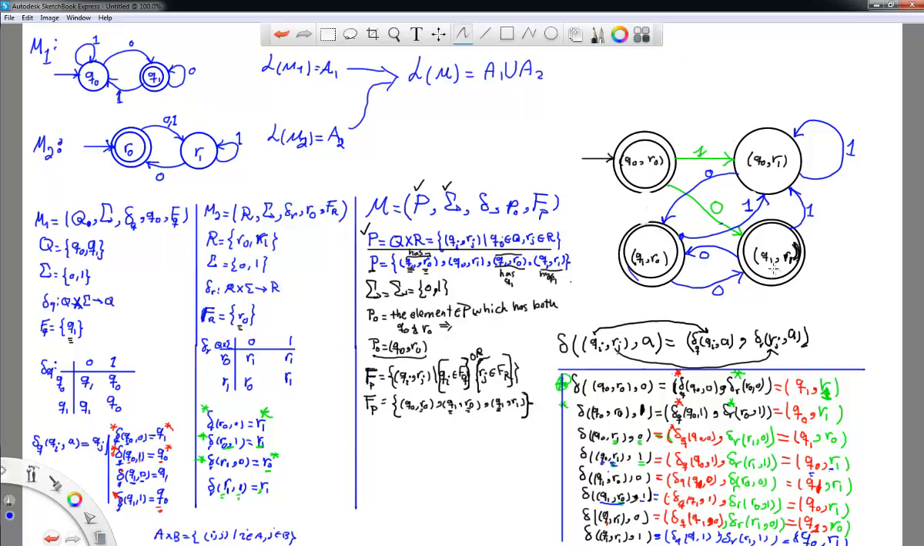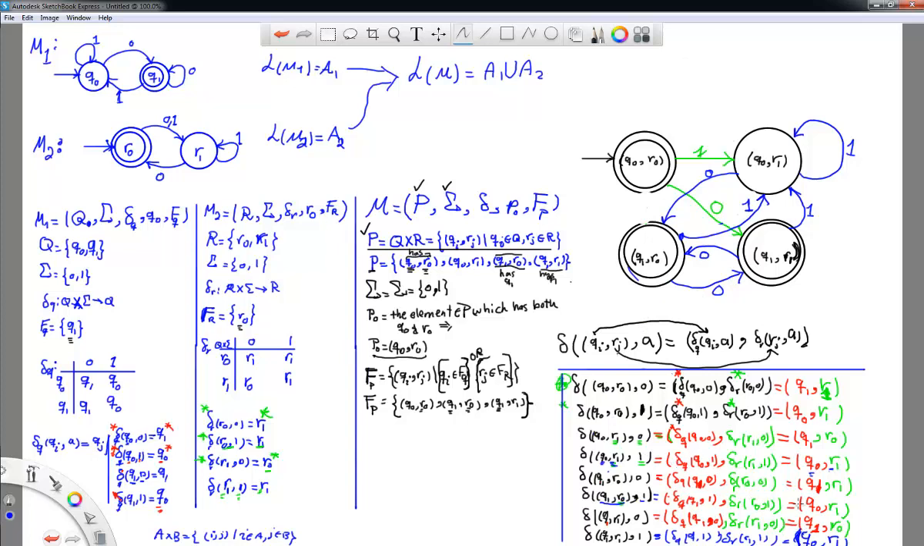Q1 R1. So Q1 R0 over 0 goes to Q1 R1, with 1 goes to Q0 R1, upper right corner, and so on and so forth. So you can read the rest of it. So that's how it is done, basically.